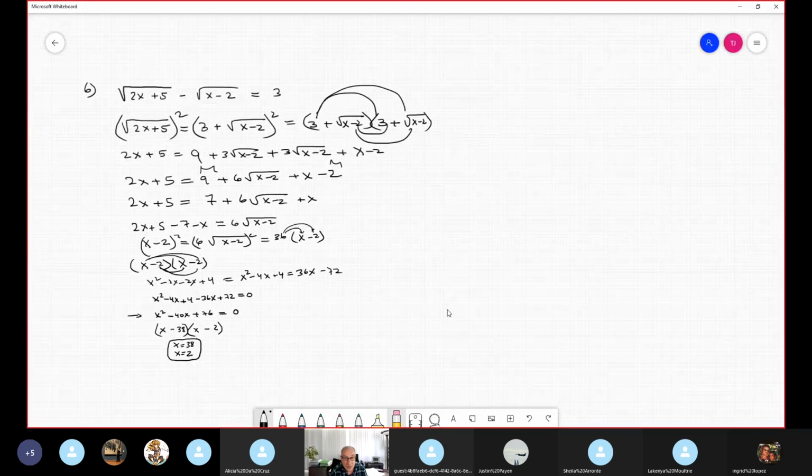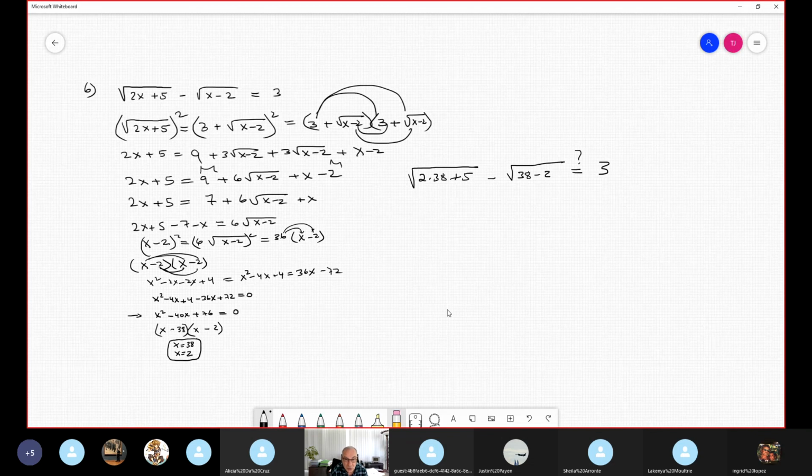Yeah, of course. Yes. The square root of 2 times 38 plus 5 minus the square root of 38 minus 2 should be 3. I claim this statement. And also the square root of 2 times 2 plus 5 minus the square root of 2 minus 2 should be 3. Because the thing I'm checking is x equal 38 and x equal 2. Okay, so let me get the calculator.